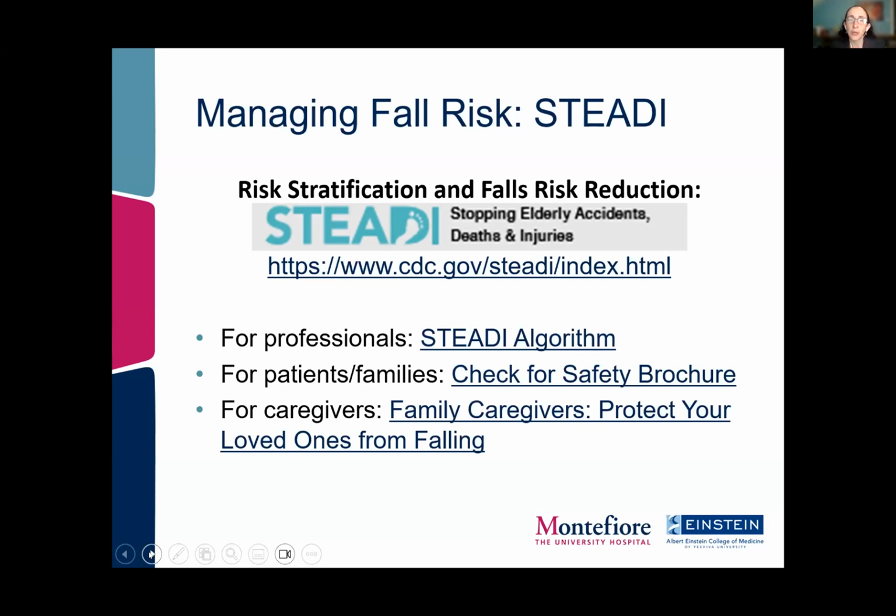And then there's great patient information available in multiple languages. I like the Check for Safety brochure, which is a kind of home safety checklist. I would love if all of my patients could get an occupational therapy and physical therapy assessment in the home. And for different reasons, that's not always possible. So if that's not possible, I at least like to provide them with this brochure. And then the brochure for family caregivers, how to protect your loved ones from falling, which touches on multiple different areas. So this is one strategy for managing falls risk.